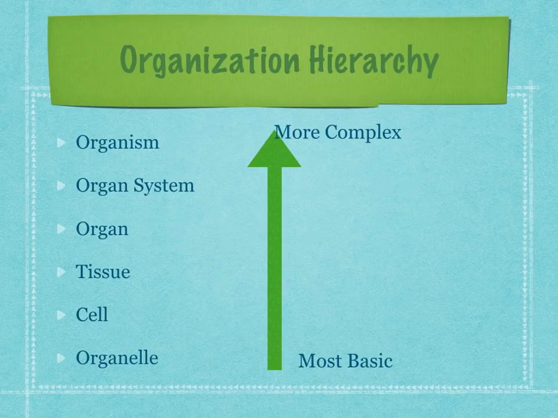This organization hierarchy is just to show and review that cells build tissue, tissue builds organs, organs build systems, which create an organism. But the non-living part of this are those organelles, those parts and pieces that make up the individual cells themselves.